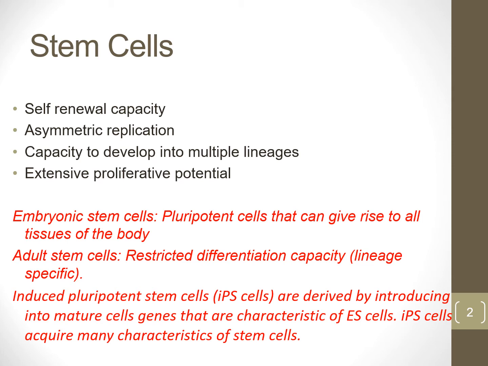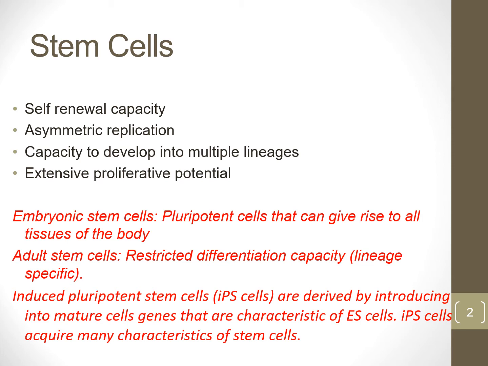Now, stem cells have two main types: embryonic stem cells, which are pluripotent cells that can give rise to all types of tissues of the body, ectoderm, endoderm, and mesoderm. And we have the adult stem cells, which have restricted differentiation capacity. They are lineage specific. So we have stem cells in the GI tract that only produce GI cells. We have stem cells in the bone marrow. We call them hematopoietic stem cells. They only produce hematopoietic elements.